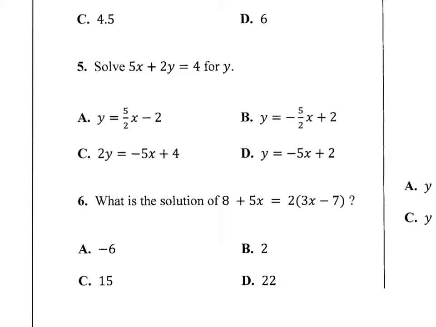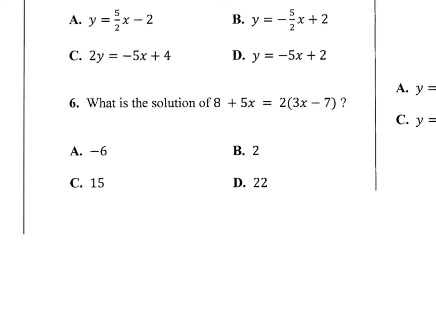On number 5, we want to solve for y. So y is right here. That means you want to get rid of everybody else first. To do that, for example, I would subtract 5x over to the other side, and then you're going to divide by the 2. And your answers should look like one of these.